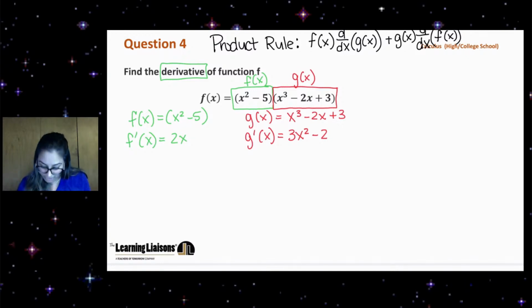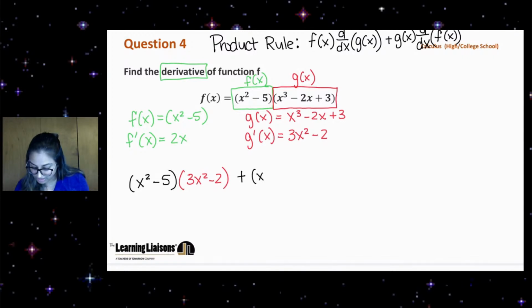rule. So I'm going to start with my f of x. And my f of x is x squared minus 5. And I'm going to multiply that by the derivative of g of x, which is 3x squared minus 2. And I'm going to add that to the original g of x, which is x cubed minus 2x plus 3. And I'm going to multiply that by my derivative of f of x. Oops, I should have used green, which is 2x.